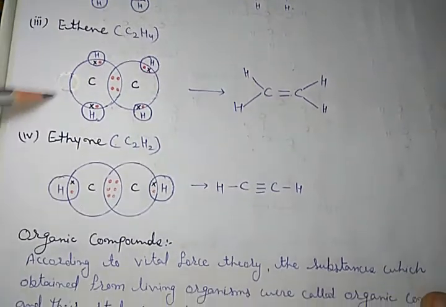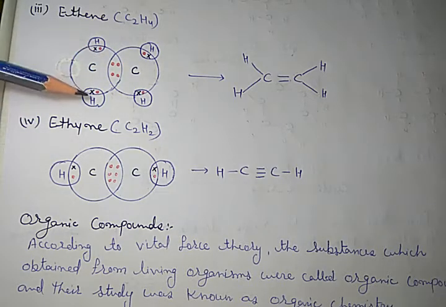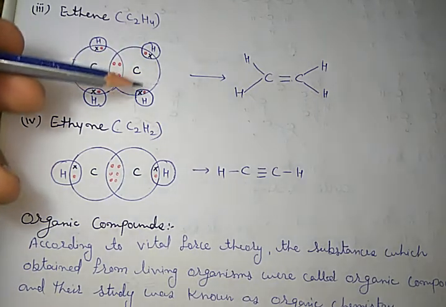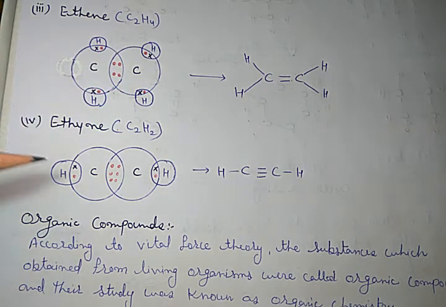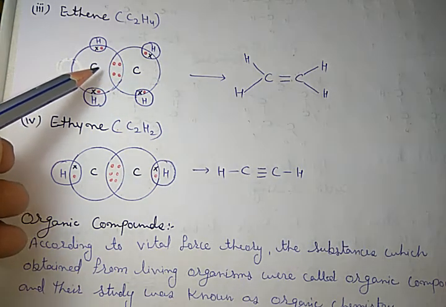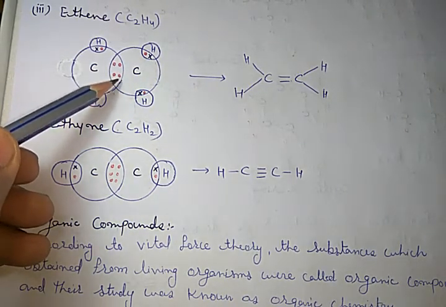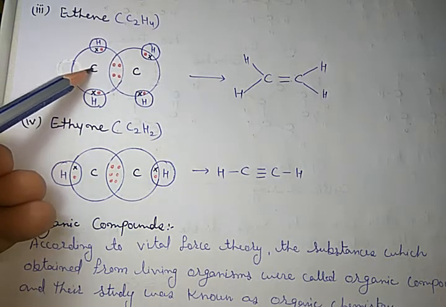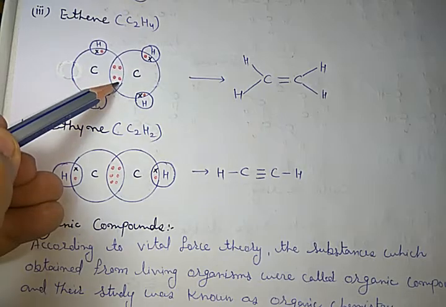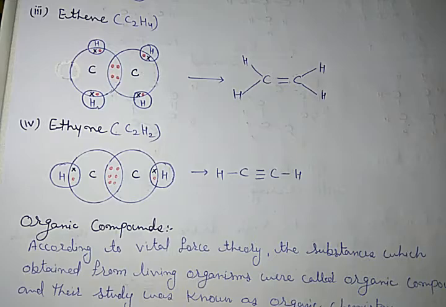Got it? The second one is ethene, C2H4. Here each carbon has two hydrogens, so two of its valencies are satisfied, and two valencies are remaining. To satisfy these valencies, both carbons make a double bond. That means they share two electrons: one from that carbon, one from that carbon. So the sharing of two electrons makes a double bond between them.